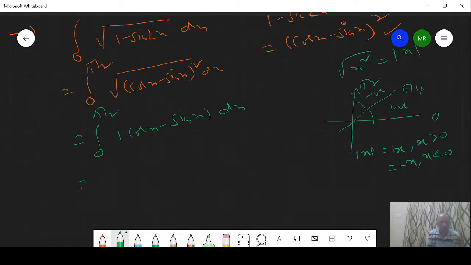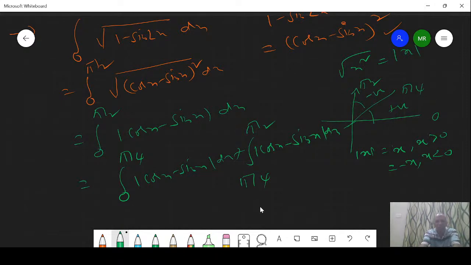I can split this function: 0 to pi by 4, mod cos x minus sin x dx. I can write pi by 4 to pi by 2, mod cos x minus sin x dx. You should split this.